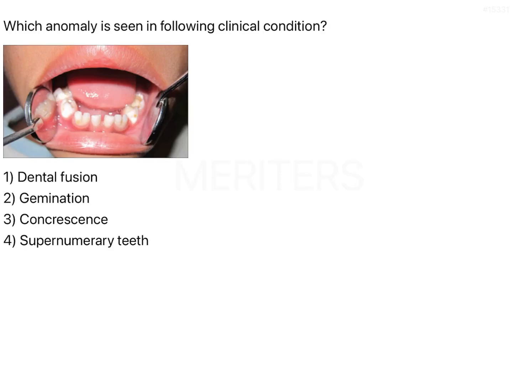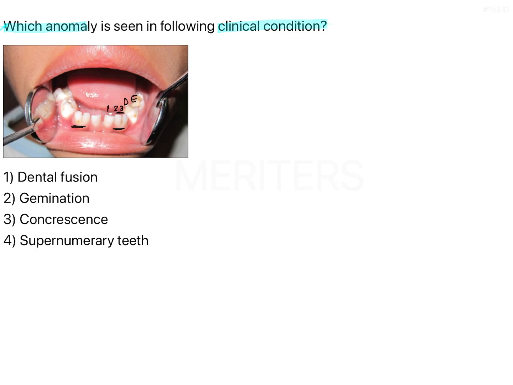So we have an image-based question here, and the question is, which anomaly is seen in the following clinical condition? We have an image of a child. So there is the central incisor, and the lateral incisor is merged with the canine on both sides, and then there is D and E. Now these are primary teeth.